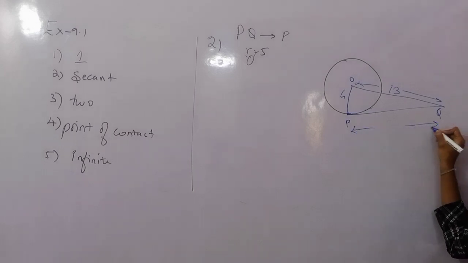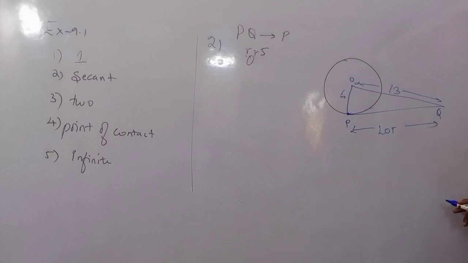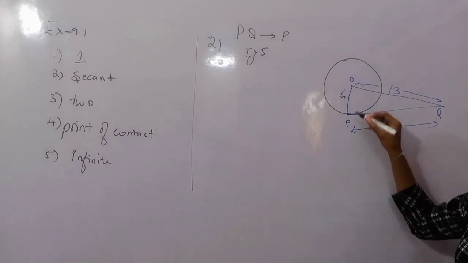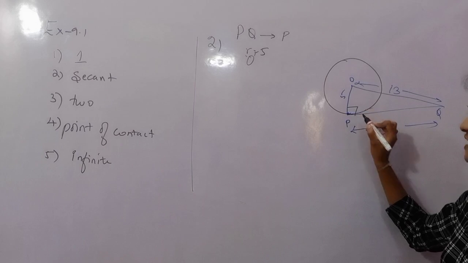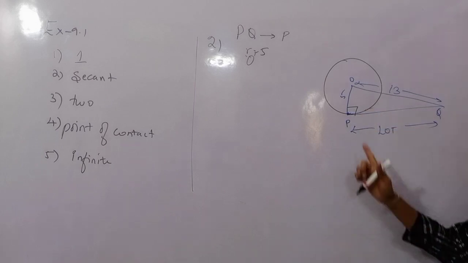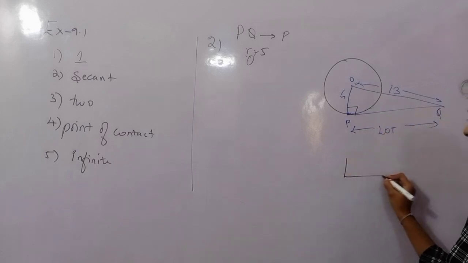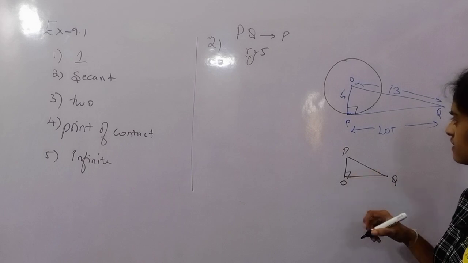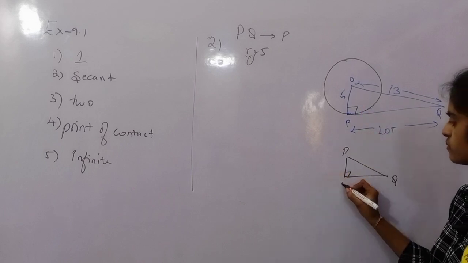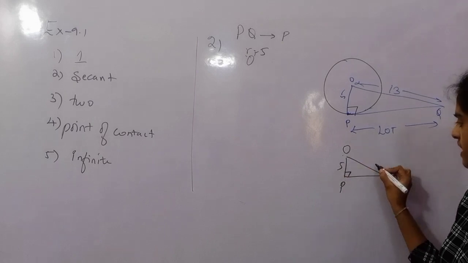PQ is nothing but the length of tangent we have learnt. So how do I find PQ? We have learnt theorem 9.1. Theorem 9.1 says radius and tangent are perpendicular to each other at the point of contact. So now this is actually a right angle triangle OPQ. This is 90, isn't it? This is P, this is O. This is 90. This is given as 5, this is given as 13.